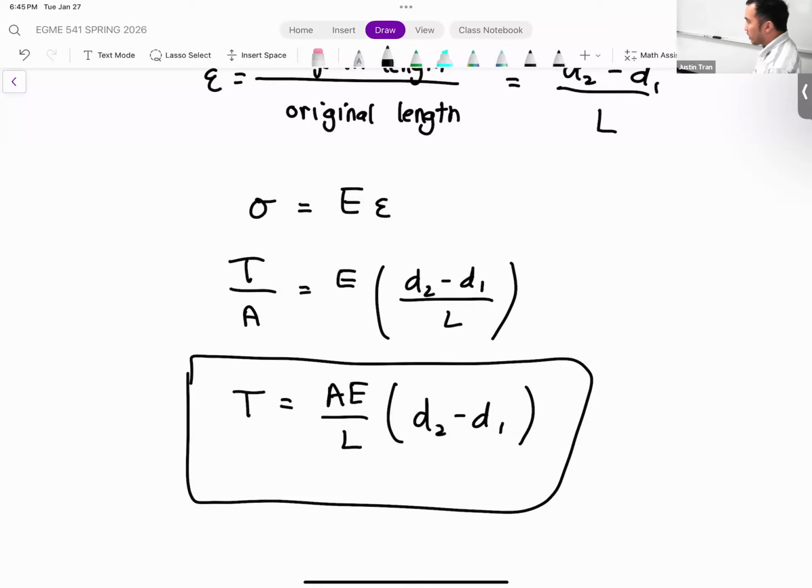Unfortunately, we are out of time, so I am going to stop here. But before we take off, I do want to point something out. I want to relate this back to our expression for springs.